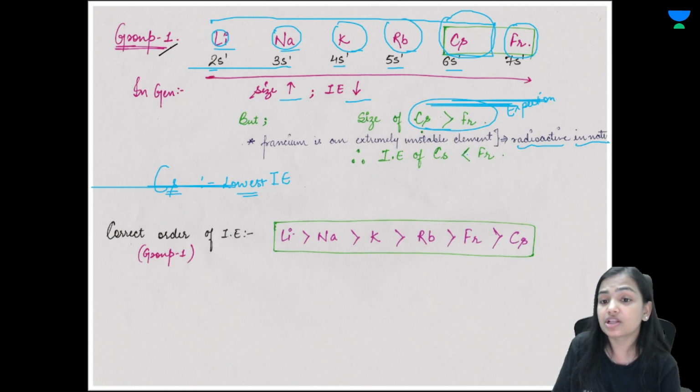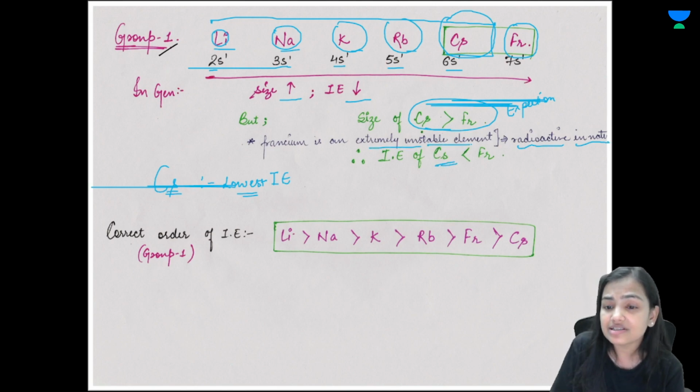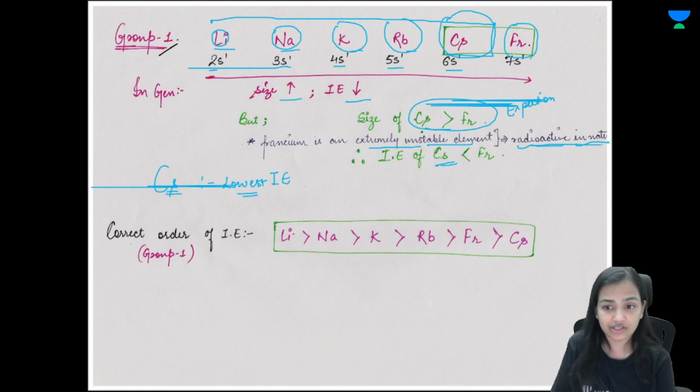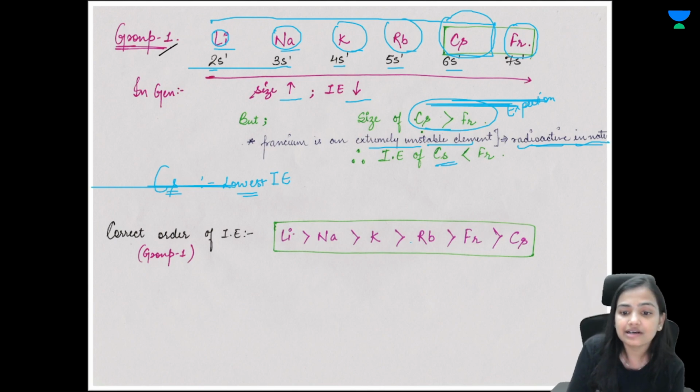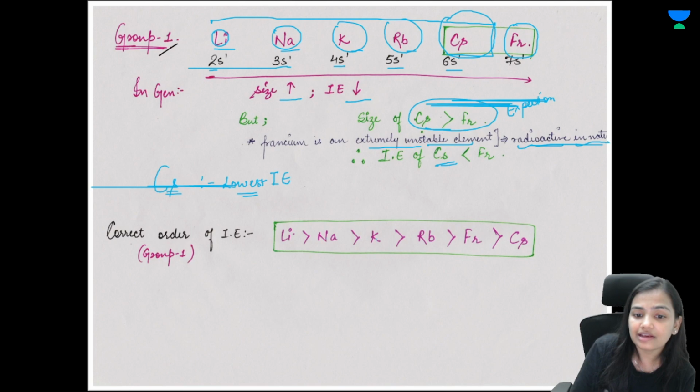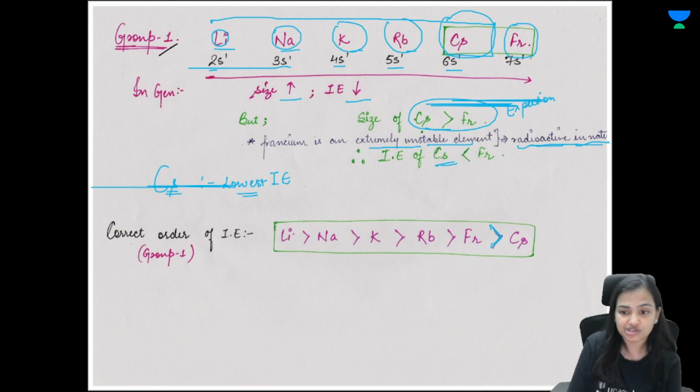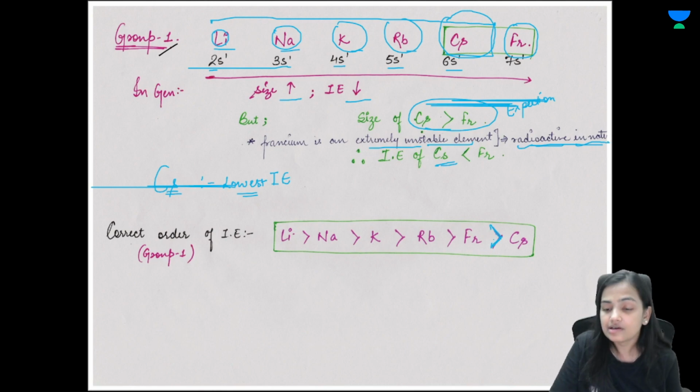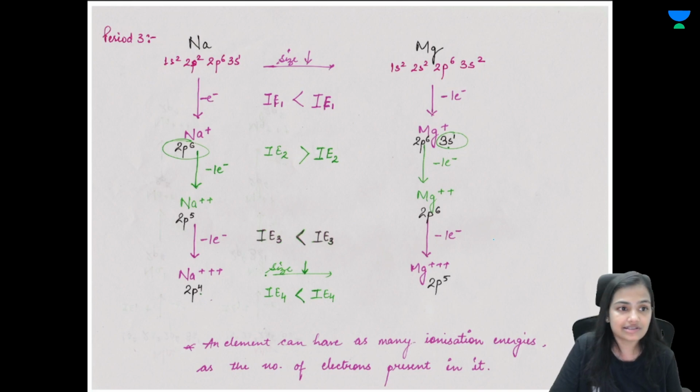francium will not have the lowest ionization energy. Cesium will have the lowest ionization energy. Francium is an extremely unstable element because it is radioactive in nature, so we won't consider francium. I hope the point is very clear. So we can say Li, Na, K, Rb, Cs, Fr. Cesium has the lowest ionization energy, not francium. Francium is radioactive, so it is extremely unstable.